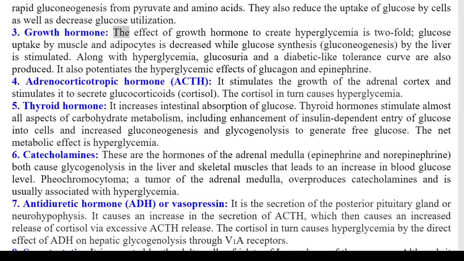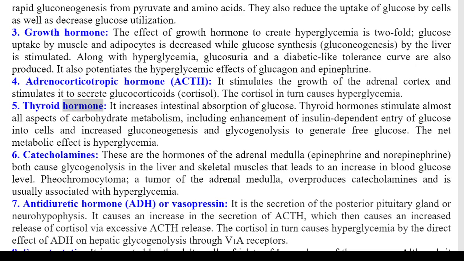3. Growth hormone. The effect of growth hormone to create hyperglycemia is twofold. Glucose uptake by muscle and adipocytes is decreased while glucose synthesis, gluconeogenesis, by the liver is stimulated. Along with hyperglycemia, glucosuria and a diabetic-like tolerance curve are also produced. It also potentiates the hyperglycemic effects of glucagon and epinephrine. 4. Adrenocorticotropic hormone, ACTH. It stimulates the growth of the adrenal cortex and stimulates it to secrete glucocorticoids, cortisol. The cortisol in turn causes hyperglycemia.